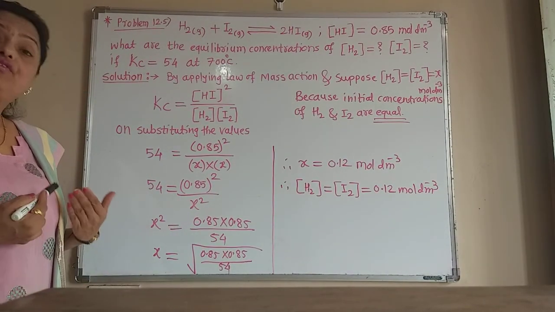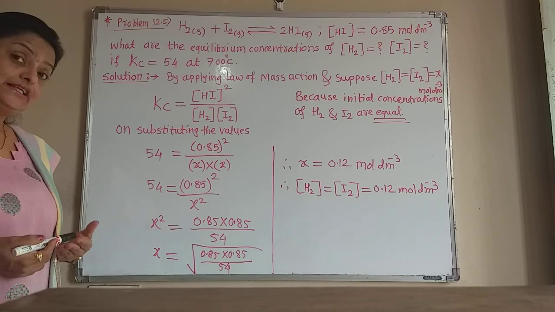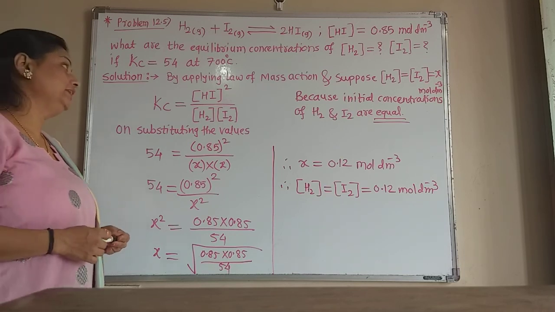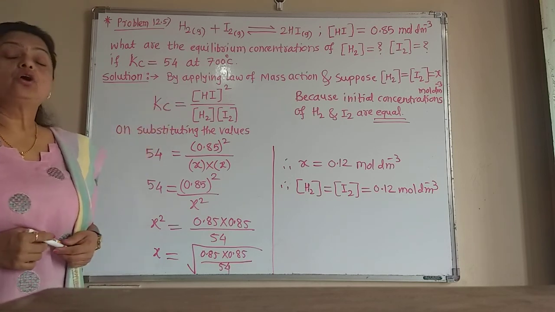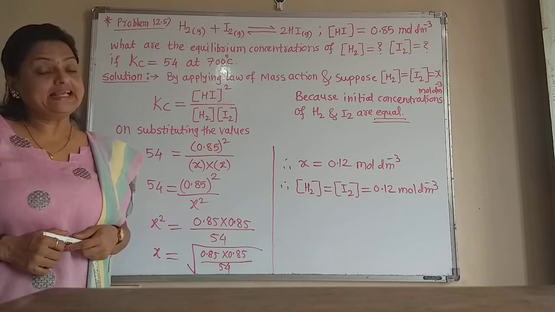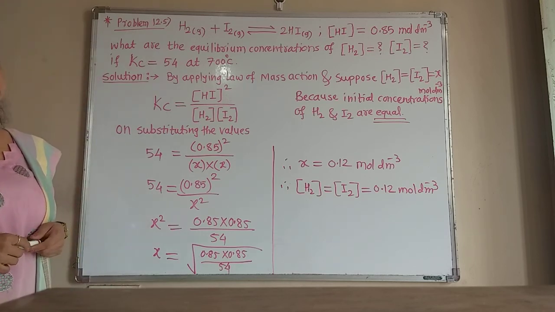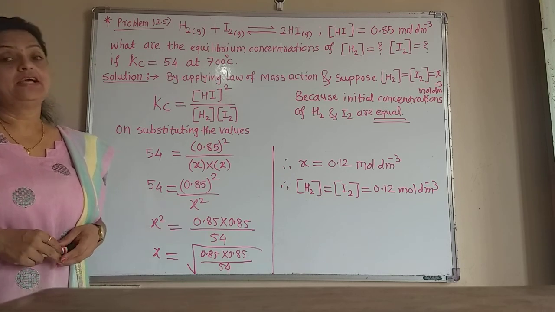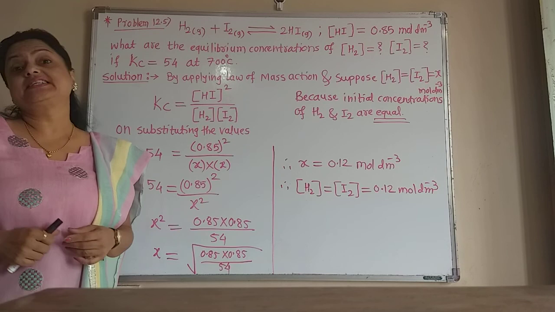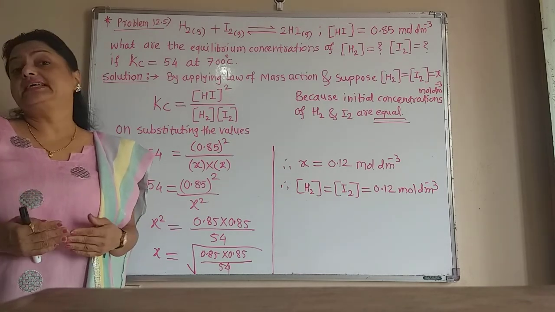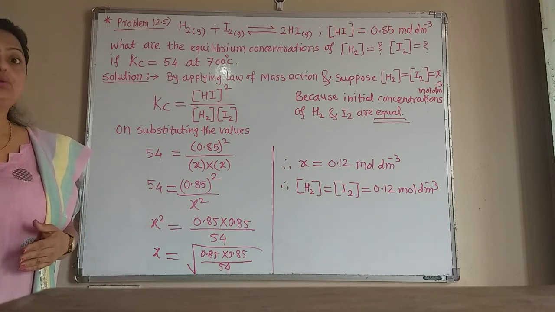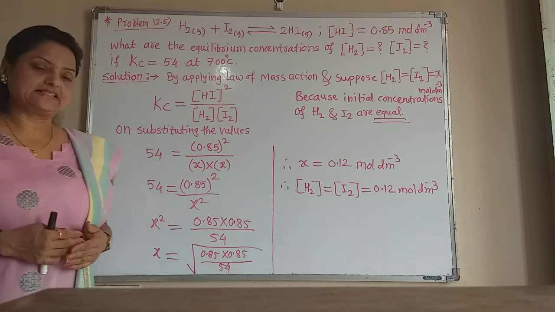In this way, we can calculate the concentration of any one of the reactants or products if we know the value of Kc and the remaining concentrations. So this type of problem will be there in the examination on the equilibrium constant Kc. Now let us learn the very important law given by the scientist Le-Chatelier. What is that law and which are the factors which affect the equilibrium? We have to see that after this problem.